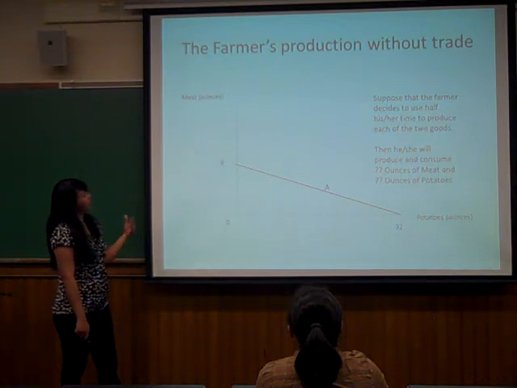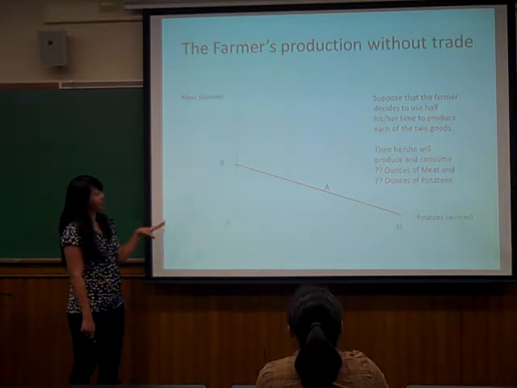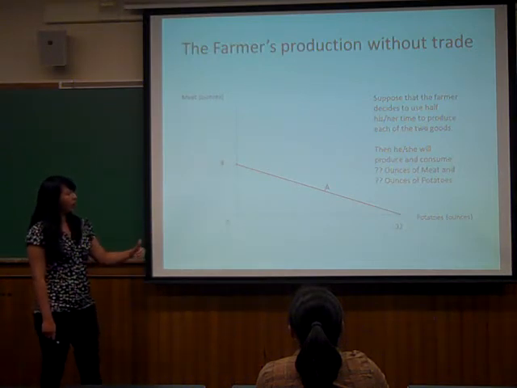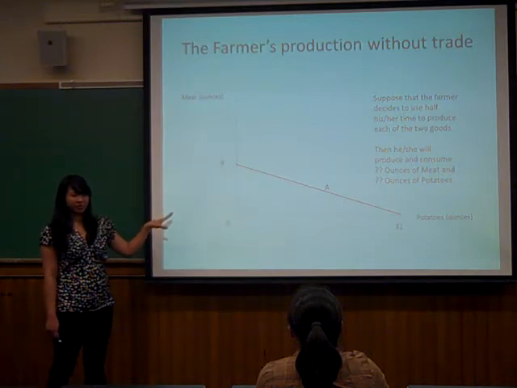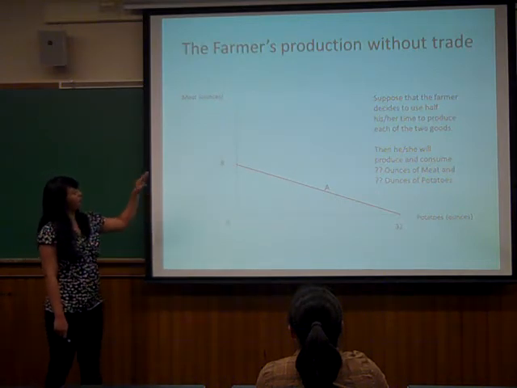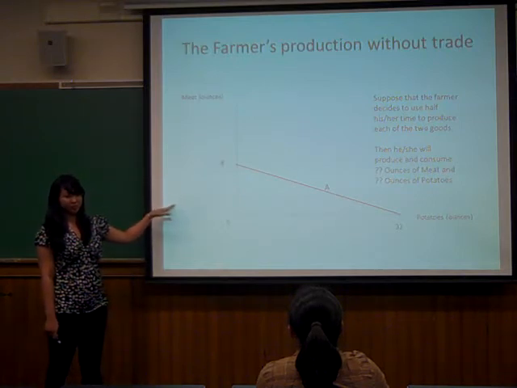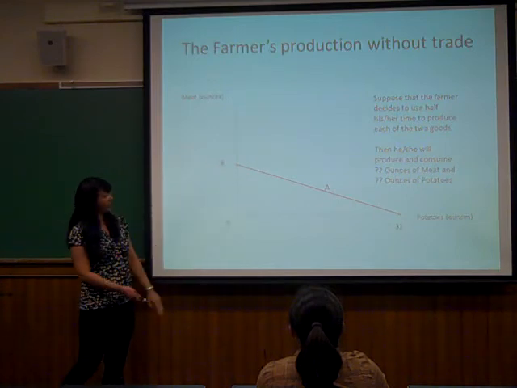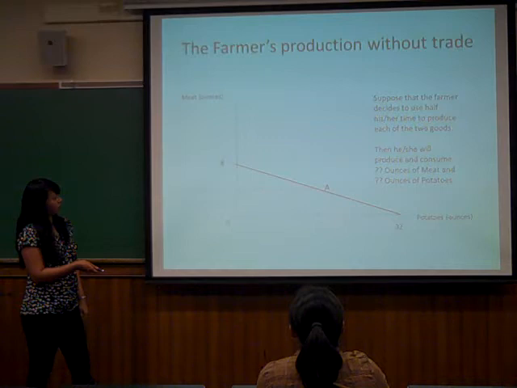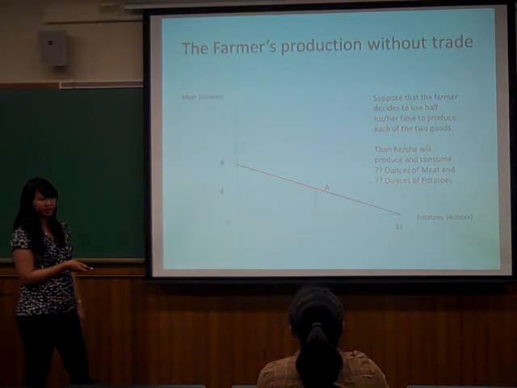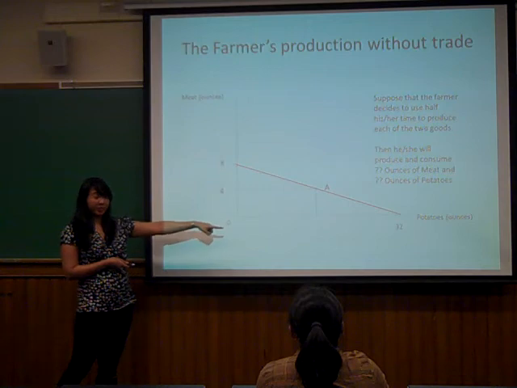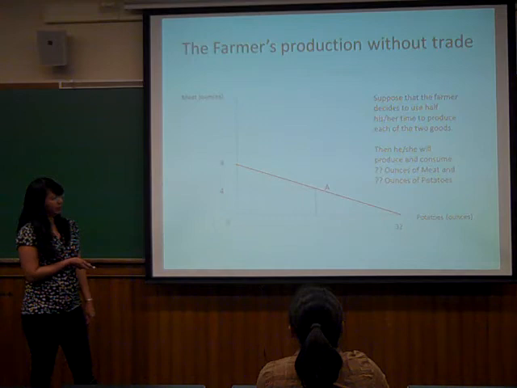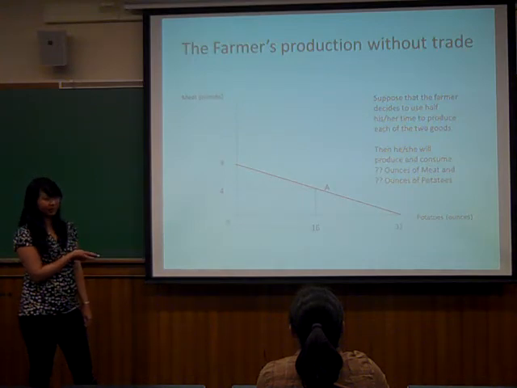So before trade, when the farmer is self-sufficient and does not trade, suppose the farmer decides to use half his or her time to produce each of the goods. Then how many ounces of meat would he produce? 4, right? All 8 hours on meat would give you 8, but half would give you 4 ounces of meat. And likewise for potatoes, if you only allocate half the time, you would only produce 16, right?